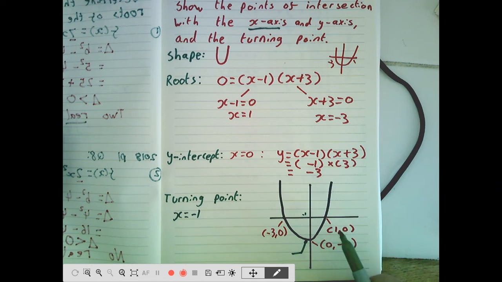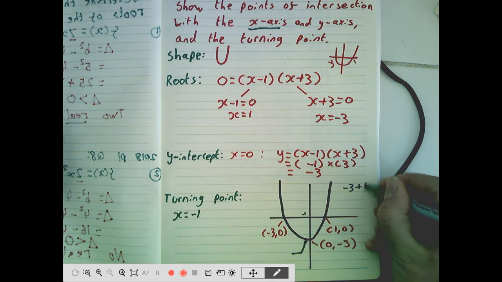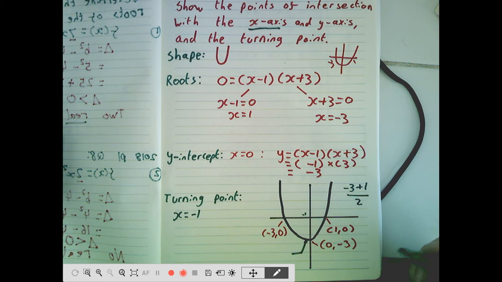Okay, and if you're not trying to find the distance halfway between two roots by eye, what you can do is -3 add 1 divided by 2. Okay, so that's how you find the number halfway between two numbers. So halfway between -3 and 1, you just add them up and divide by 2, which if you do, you'll get -1.